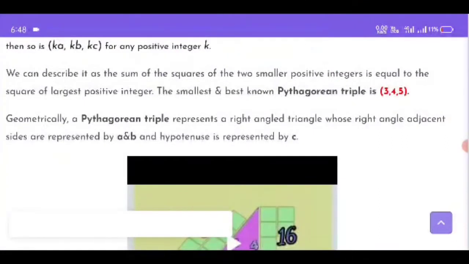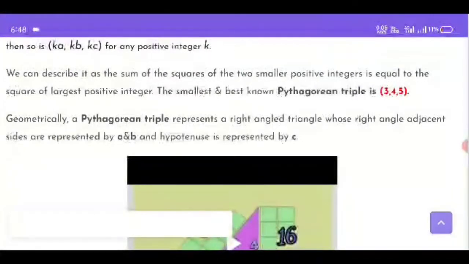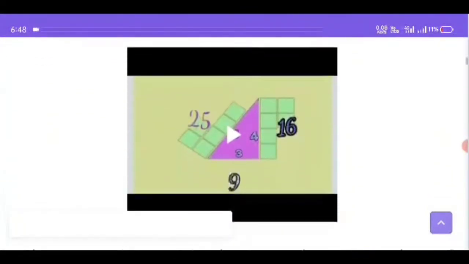Generally, a Pythagorean triple represents a right angle triangle whose right angle adjacent sides are represented by a and b and hypotenuse is represented by c. So I have made a small video using the Python language, so you can watch it here.